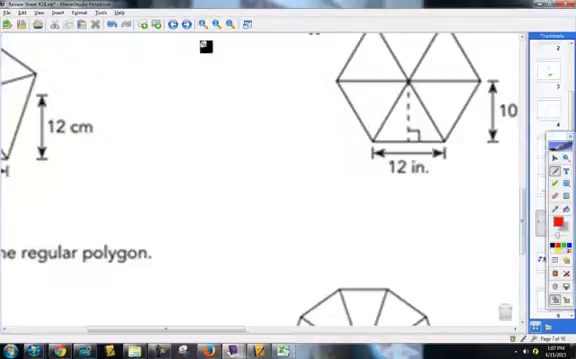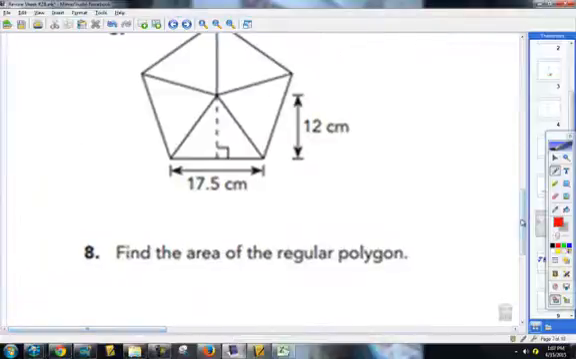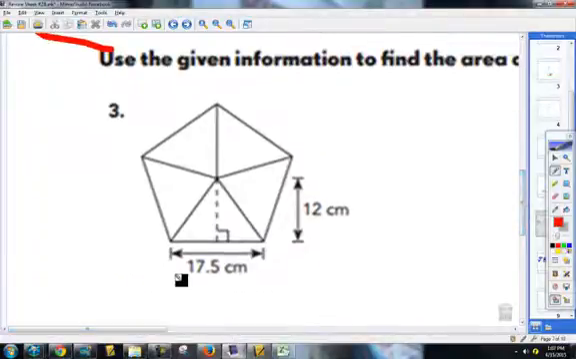Let's look at the first one here. Now, first thing I want to talk about is what shape is that? What is that shape? Yeah? Pentagon. It is a pentagon, a 5-sided pentagon.